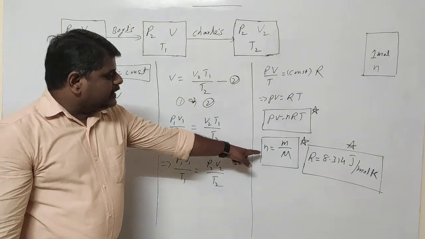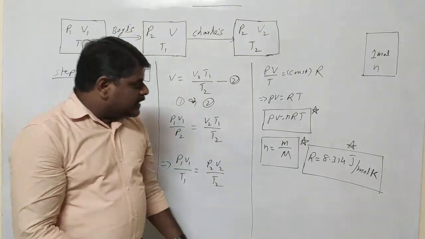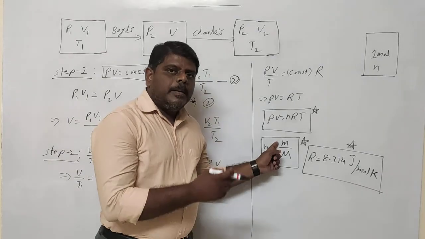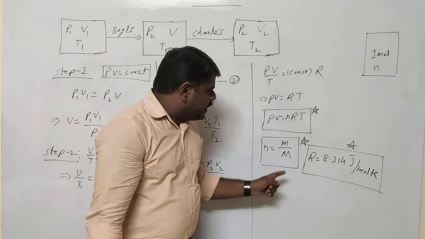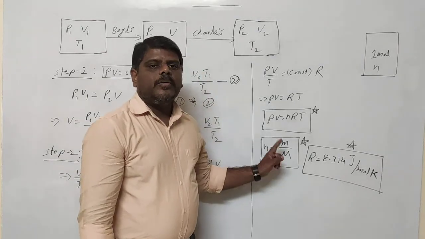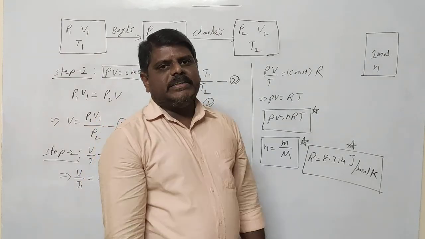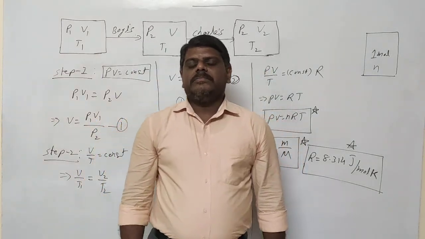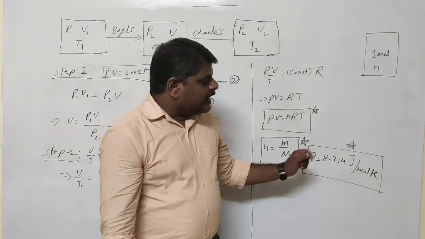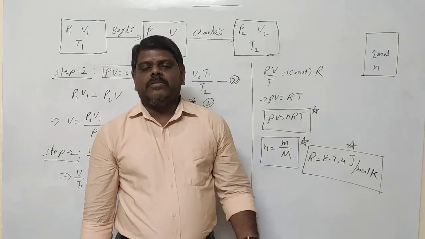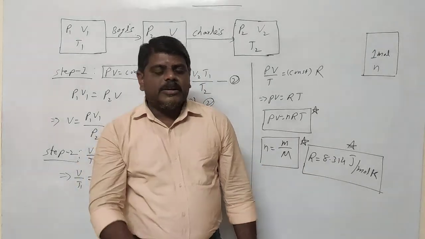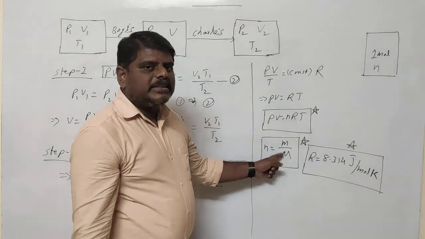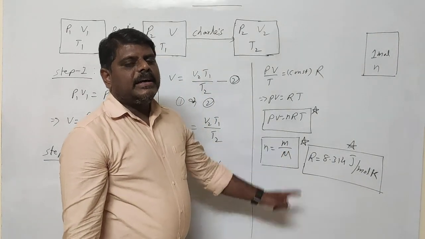So this is the number of moles formula you have to remember. What is the formula once again? Small m represents the mass of the gas in grams. Capital M represents the molecular weight. For example, if I take oxygen, what is the molecular weight of oxygen? 16. Nitrogen, what is the molecular weight of nitrogen? 14. Like that you have to find the molecular weight. The mass of the gas will be given in grams itself.